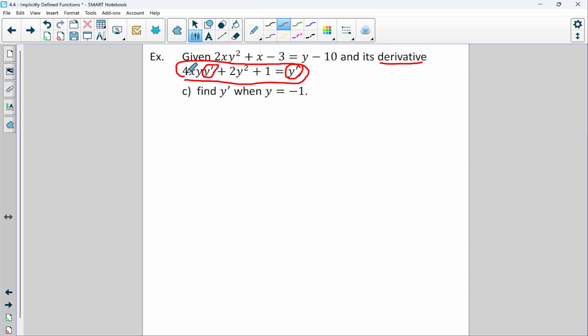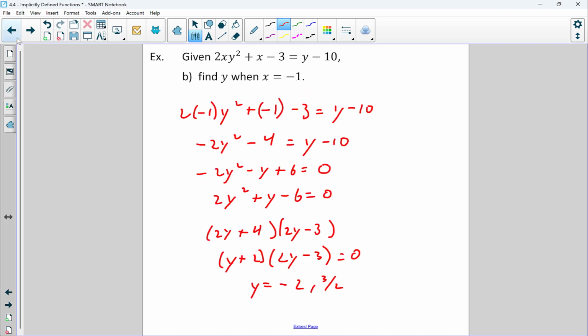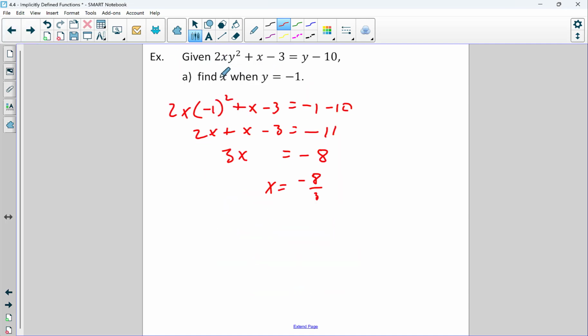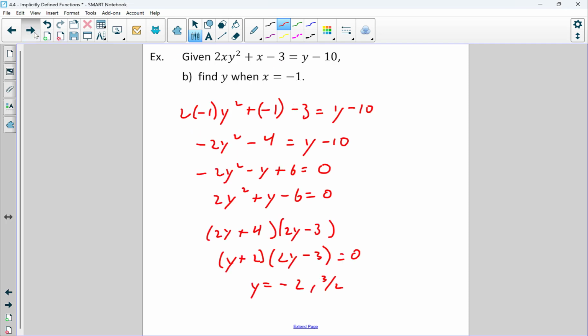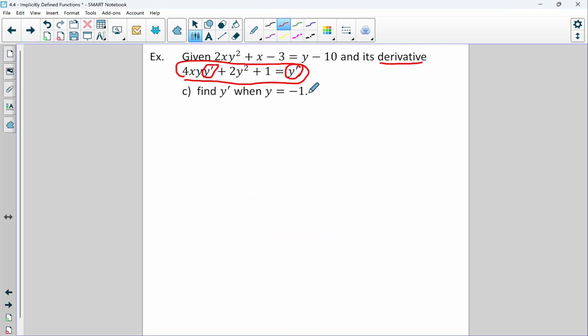So the question here is, given this statement, find y prime when y equals -1. That's literally the same question that I did here. Find y when x equals -1. Find x when y equals -1. Here, find y prime when y equals -1. So we're going to treat this guy as the variable that we're solving for. Instead of having two variables in this statement, we now have three variables. Y prime is a separate variable compared to y versus x.